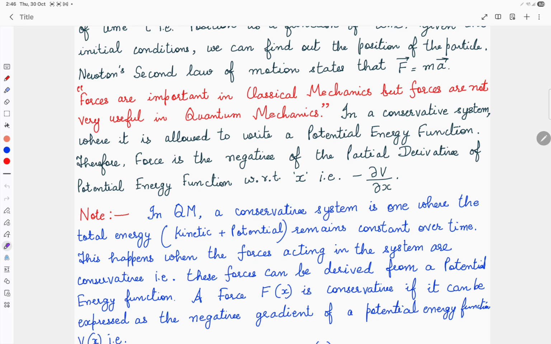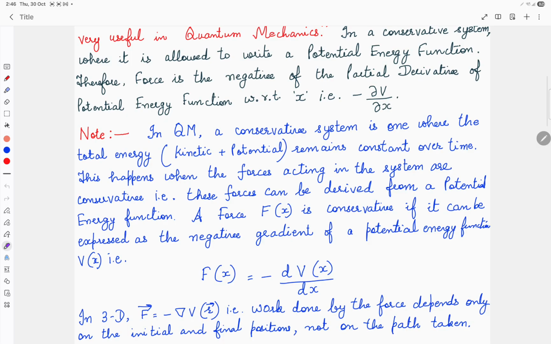Now, this happens when forces acting in the system are conservative. That means these forces can be derived from a potential energy function. A force F(x) is conservative if it can be expressed as the negative gradient of a potential energy function V(x). So this is how the force can be expressed as a gradient of the potential energy function with respect to the position, the negative of this quantity. Alright, so that's what a conservative system is.